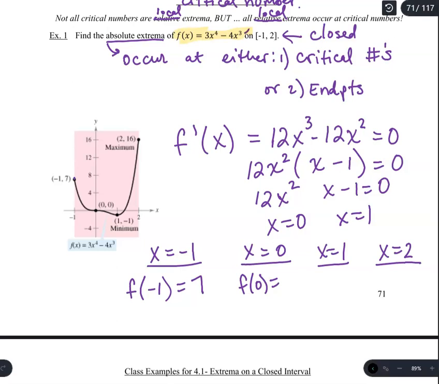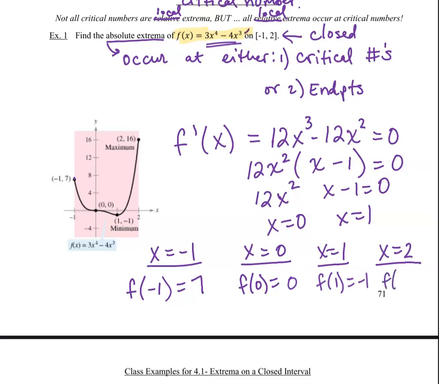Plug 0 in for x into this function, and we get a value of 0. Then I'm going to plug in 1. So if I plug in 1 into the original function here, I get a value of -1. And then if I plug in 2 into this original function, f of 2 gives me a value of 16.